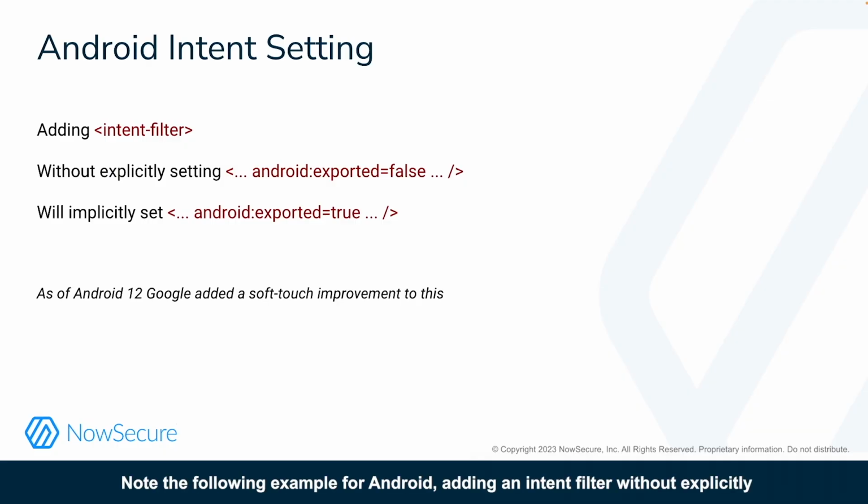Note the following example for Android. Adding an intent filter without explicitly setting exported to false will implicitly set exported to equal true. Consider whether you actually intended for the component to be exported. Also, review whether you want to receive implicit intents in this component. This equally applies to all IPC components that support intent filters: activities, services, receivers, and content providers, according to the Android Developer Guide. An attacker targeting an app can always fire an explicit intent.